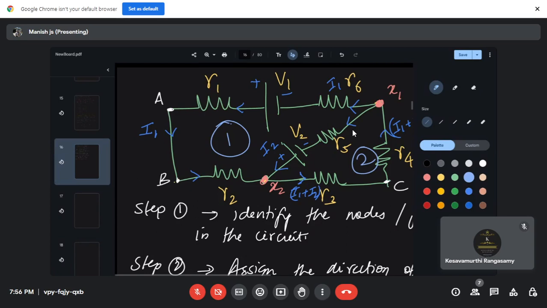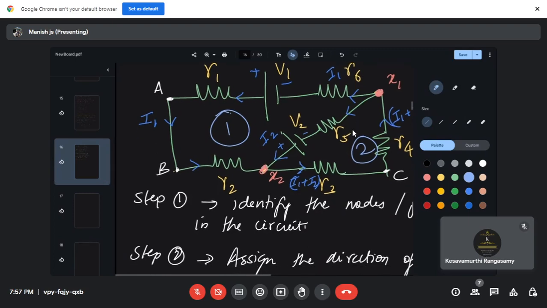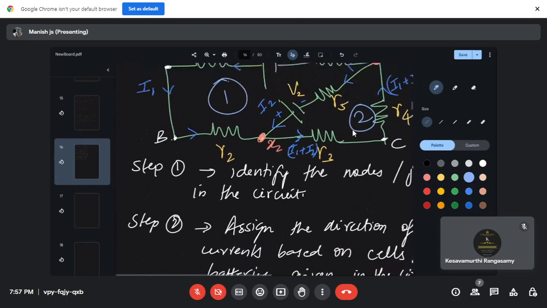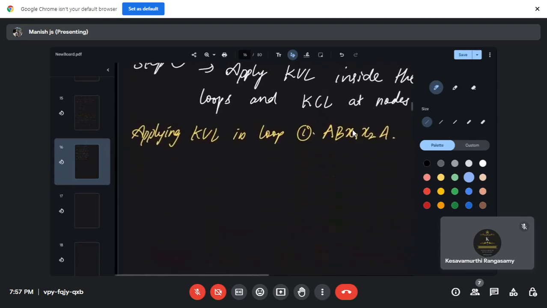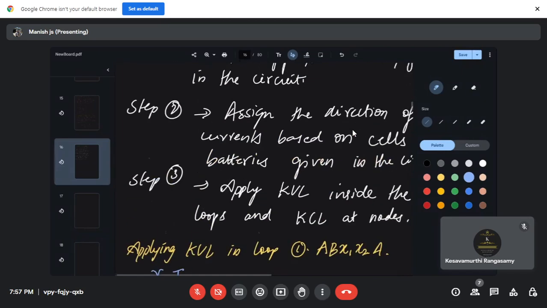So how will you write the expression for potential? We are moving in the same direction as current. Whenever you move in the same direction as current and you encounter a resistor or a cell or a battery, you have to use a positive sign convention. When the current is in the same direction and you are also moving in the same direction, you will use a positive sign. So between B and X2, you will write R2 into I1.